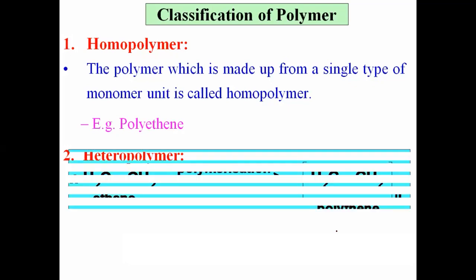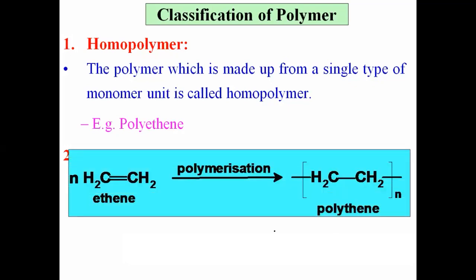Let us see how polythene is prepared. Yes, this is the preparation of polythene. Here, a number of ethene molecules, when added together, undergo polymerization. We get a long chain compound. There is a bracket, and at the bottom of the bracket, we are writing n. Means that unit is repeated many times, and this is called polythene.